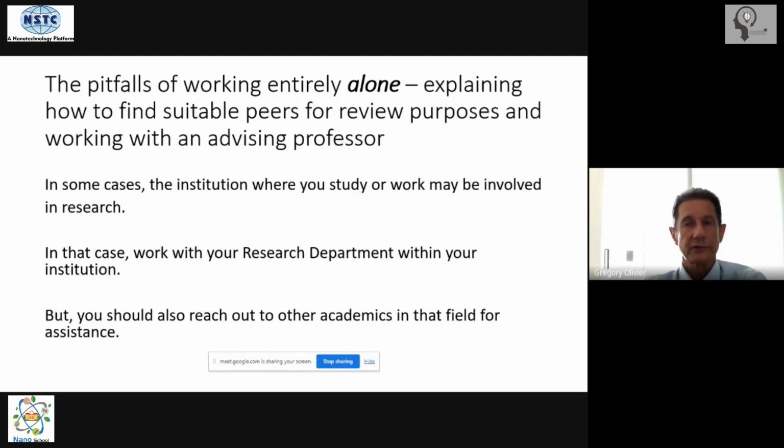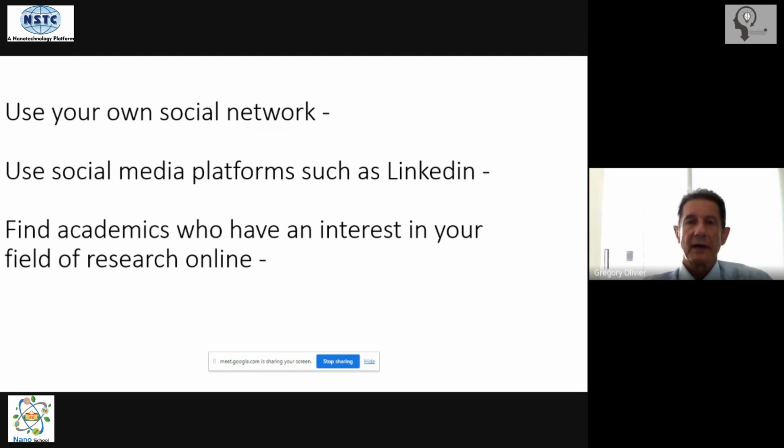If you're in an institution, a university or so, you will more than likely have an advising professor, and your first draft and your second draft will go for peer review. However, I strongly urge, read the last sentence. You should also reach out to other academics in that field for assistance. So how do you find other academics? Well, you use your own social network, and use social media platforms such as LinkedIn, and find academics who have an interest in your field of research online.